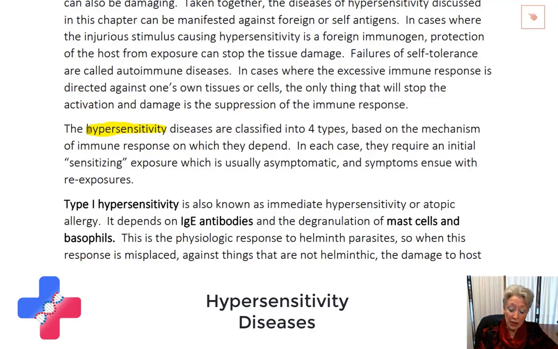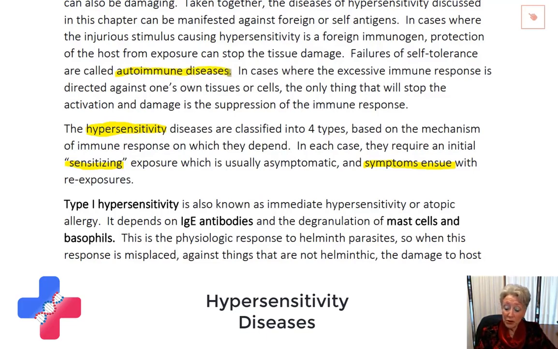So realize each one of these requires an initial or sensitizing exposure, after which I will typically have increasing levels of symptoms ensuing after that, because as you know, the immune response gets stronger and faster and better at what it does. So imagine the problem if I have the response being made against my own tissues. We refer to those types of hypersensitivities as autoimmune diseases.